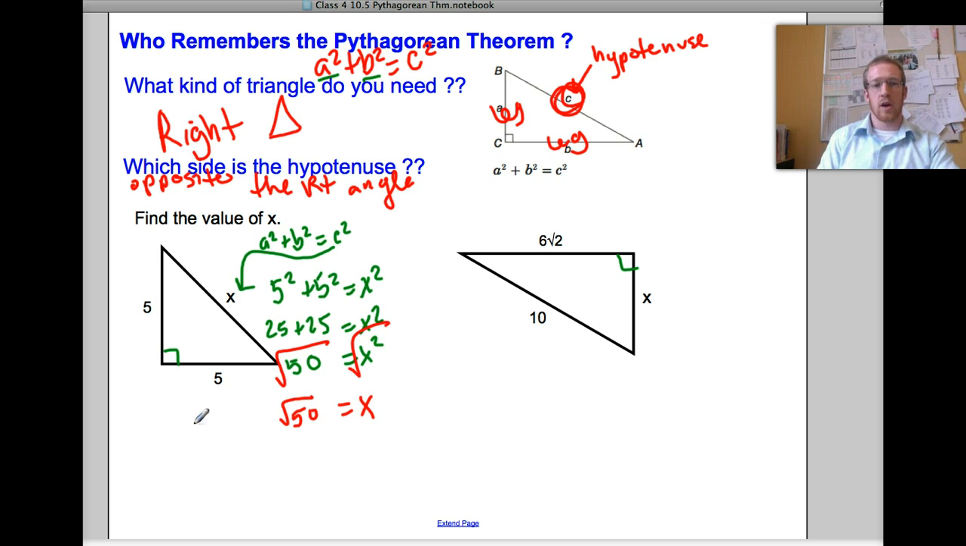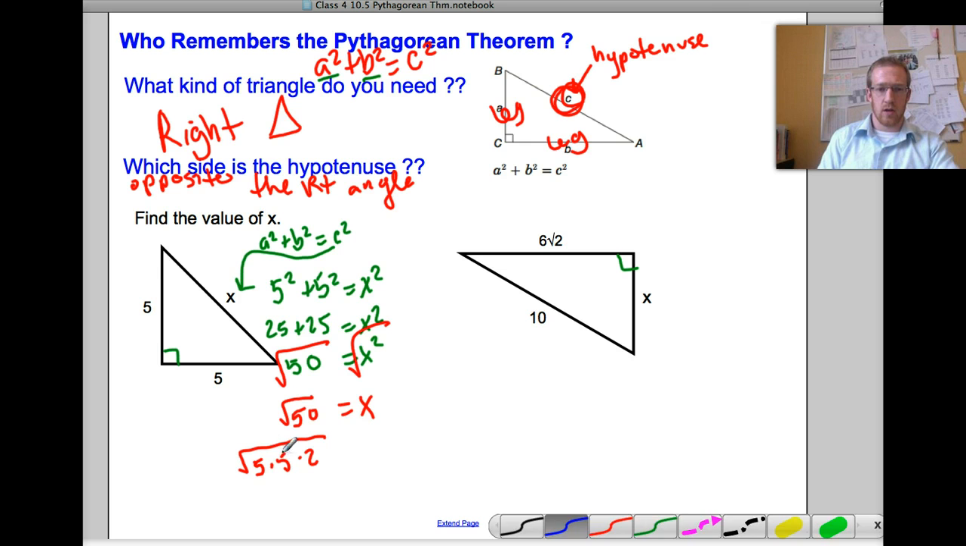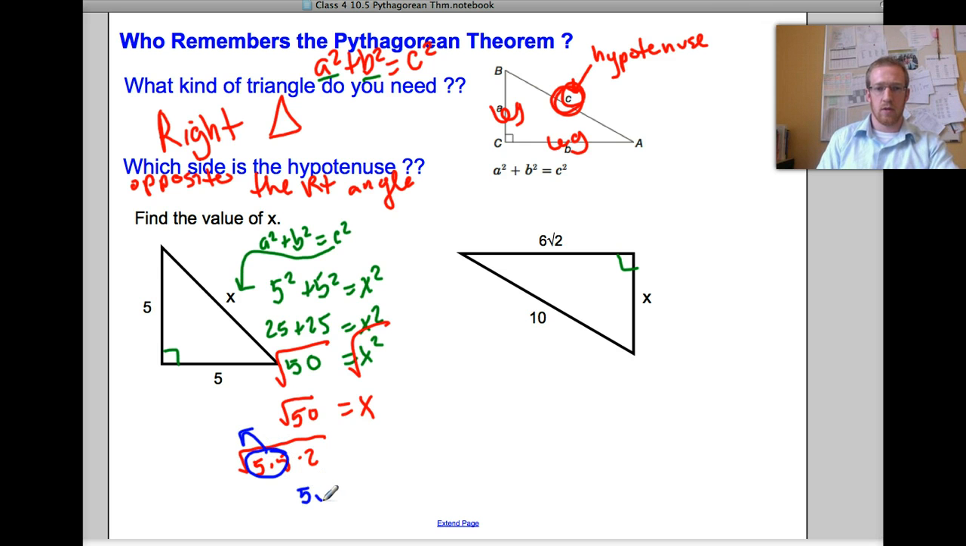Now, based on our prior lessons, if you don't remember how to do this, go back to lesson 1 on simplifying radicals. 50 is equivalent to 5 times 5 times 2. So to simplify that, we take every pair, and for every pair there's 1 on the outside, and we get 5 root 2 equals x. Alright, now I got the 5 times 5 times 2 by doing the prime factor tree of 50, which you should look at class 1 if you don't recall how to do that.